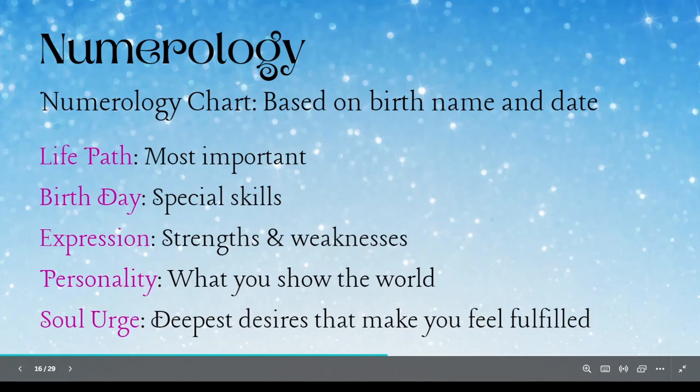And then you've got your birthday number. That is your special skills. There's a number called the expression, which is your weaknesses and your strengths. Your personality number is what you show to the world. That's the face that you present that everybody sees. And then there's the soul urge, and that is the deepest desires that make you feel fulfilled. And again, I'll go into all of these in a different episode, and I'll just use mine as an example. So those are the 5 on your chart that you'll get.